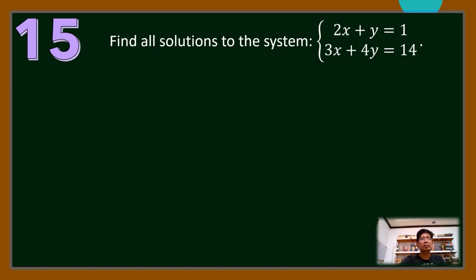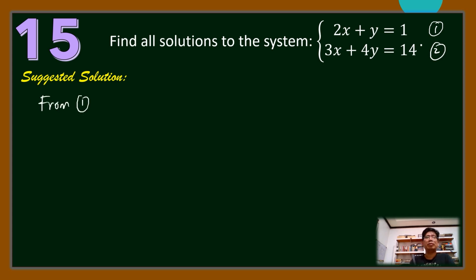Number 15. Find all solutions to the system 2x plus y equals 1 and 3x plus 4y equals 14. Here is our suggested solution. Let us use the substitution method. Let 2x plus y equals 1 be our equation number 1, and 3x plus 4y equals 14 be our equation number 2. Then, from equation number 1, we have y is equal to 1 minus 2x.